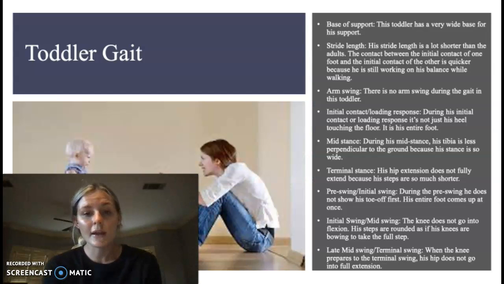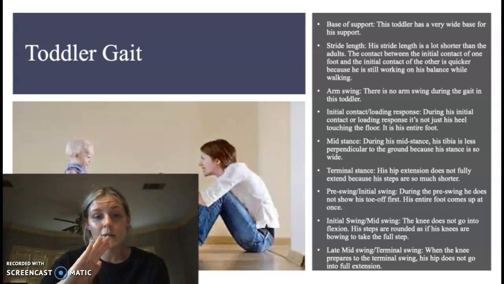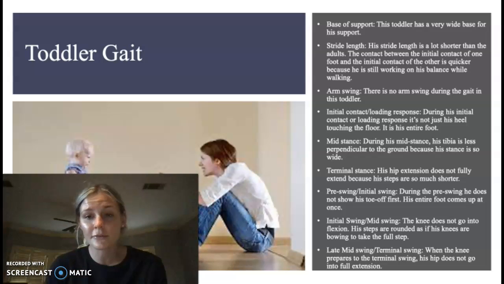For the toddler gait, it is drastically different than the adult's normal gait. His base of support is very wide. His stride length is a lot shorter. There is no arm swing for this toddler. His initial contact is not beginning with his heel. It is his entire foot.